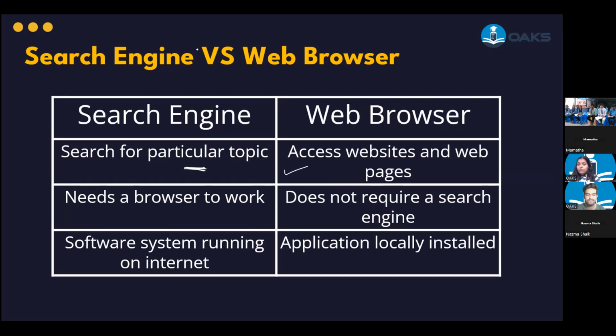Access websites and web pages. Okay, from a web browser you can easily go through websites and web pages. You have this on your mobile, right? You have Google Chrome on your mobile. You will go there and you will be able to search the information.